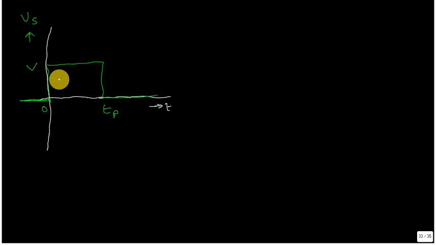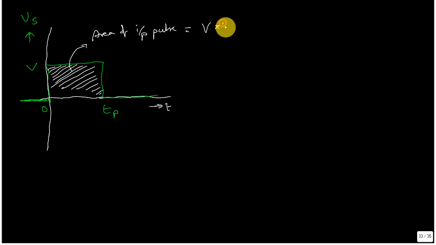This is the input pulse. First we will draw the input waveform. This is the input waveform and the area of this input waveform is this one. Area of the input pulse: one edge of this square is V, the other edge of this square is Tp. So simply V into Tp is the area of the input pulse. You must get the same area when you get the area under the output waveform also.